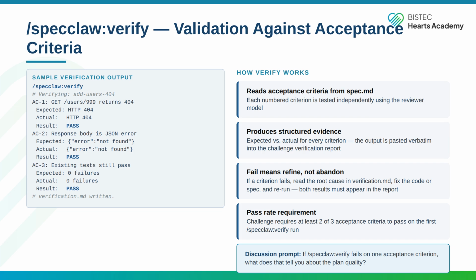Think about what a verification failure tells you about plan quality. A failing acceptance criterion often means the spec was underspecified or the proposal scope was broader than the planner model could resolve cleanly. The failure is diagnostic information about the planning phase, not just about the code.